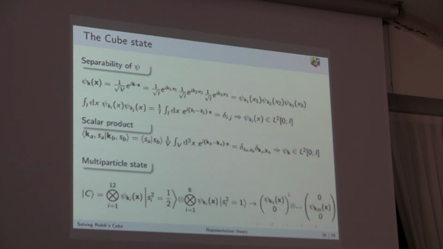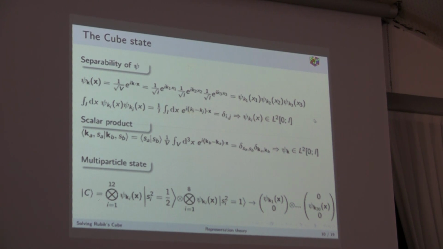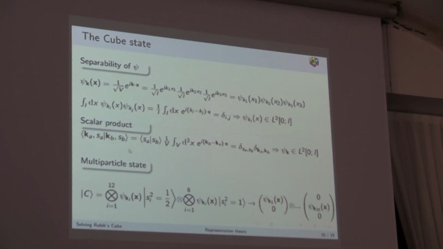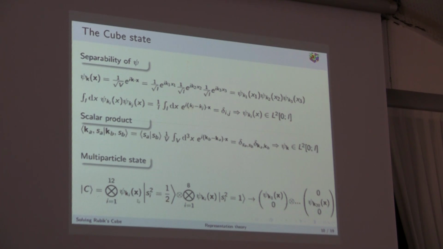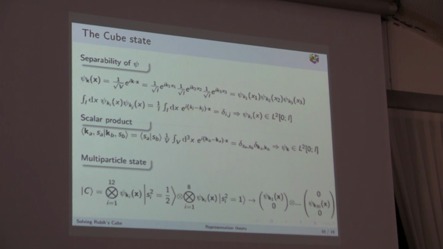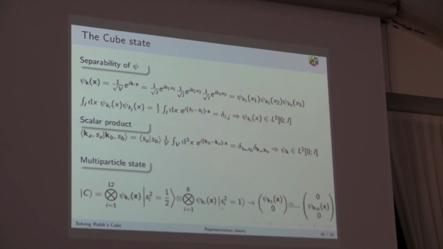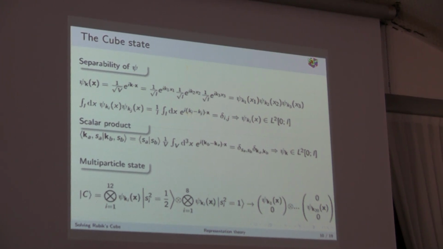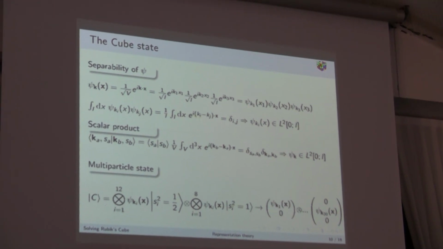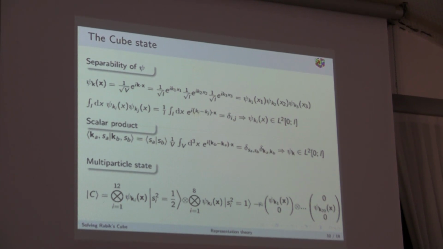Some math properties, for example, as everyone knows, this function can be decomposed into 3 separated functions. Each of them is square integrable, and so we can define a scalar product. But the most interesting thing is that we can describe the cube, the Rubik's cube, as a multi-particle system, 12 edges and 8 corners, as you see with the spins here, or in the spinor formalism in this kind of fashion.